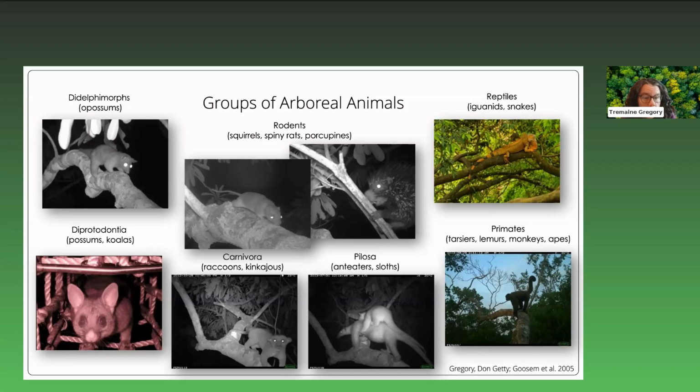We have the procyonids, which includes the raccoons and the kinkajous. We also have animals like tayra and other forms of cats that are up in the canopy. We have the pilosa, which are the anteaters and the sloths.